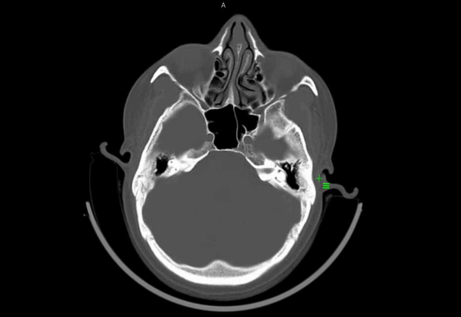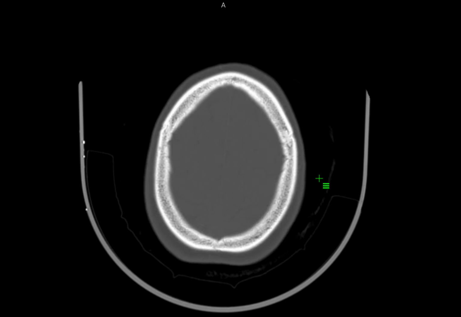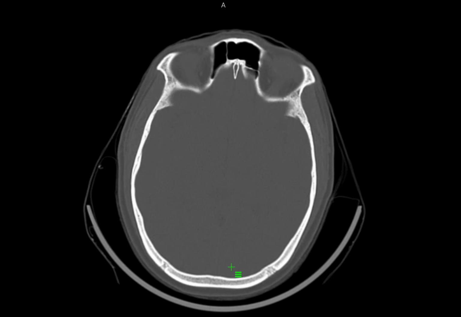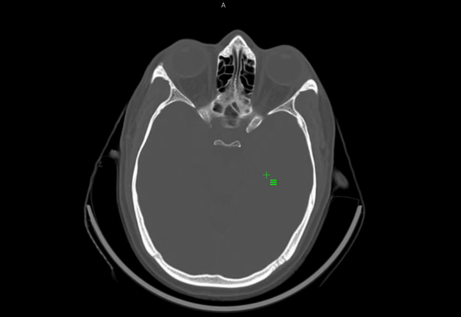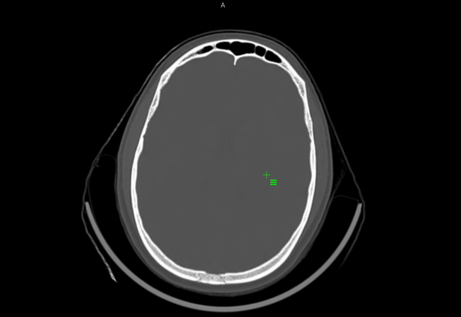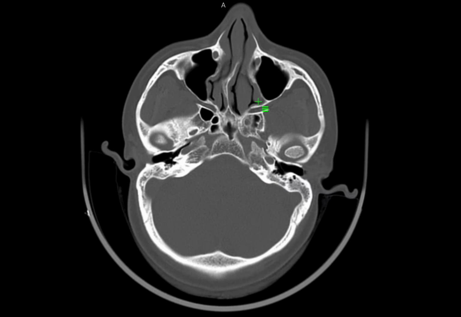And in the bone window, first you look at the skull vault, and in the skull vault you have the frontal bones, then you have the parietal bones, the occipital bone, and the temporal bones. You look for any kind of fracture, any sclerotic lesions, lytic lesions. So once you are done with the skull vault, you can go to the sinuses.